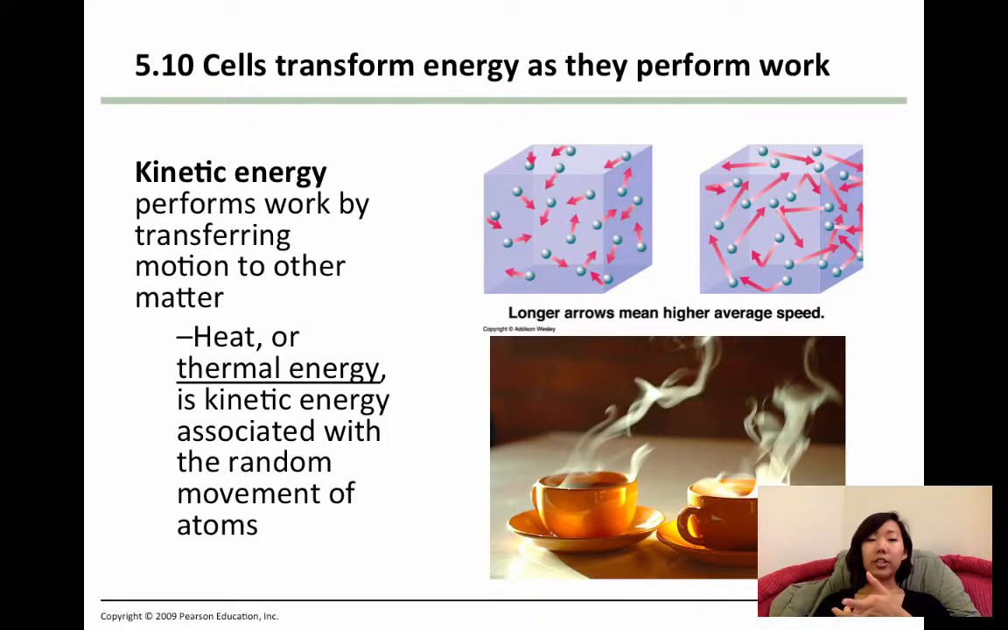So for kinetic energy, it's really a measure of how fast molecules are moving. And what I want you to know is that thermal energy is specifically the kinetic energy associated with the random movement of those molecules. If you look at this picture, clearly this box right here has higher kinetic energy, and thus higher thermal energy, because the molecules are moving really fast. And you can see right here the steam that's rising, because these molecules have gained so much energy that they've actually been released as a gas.